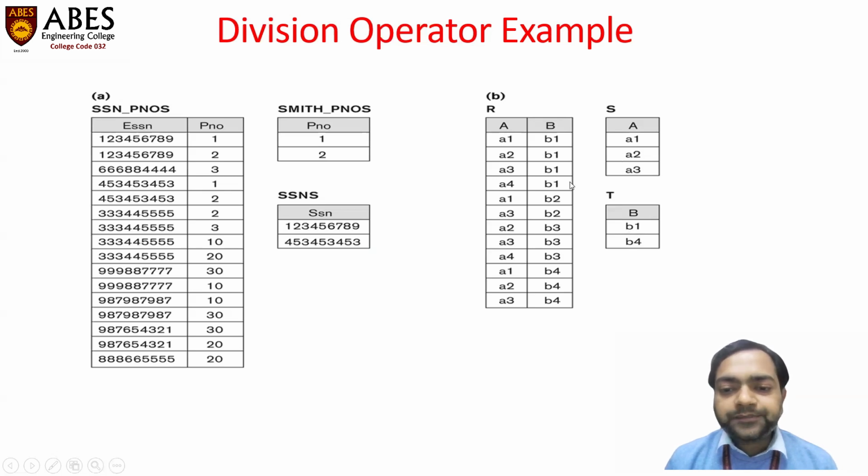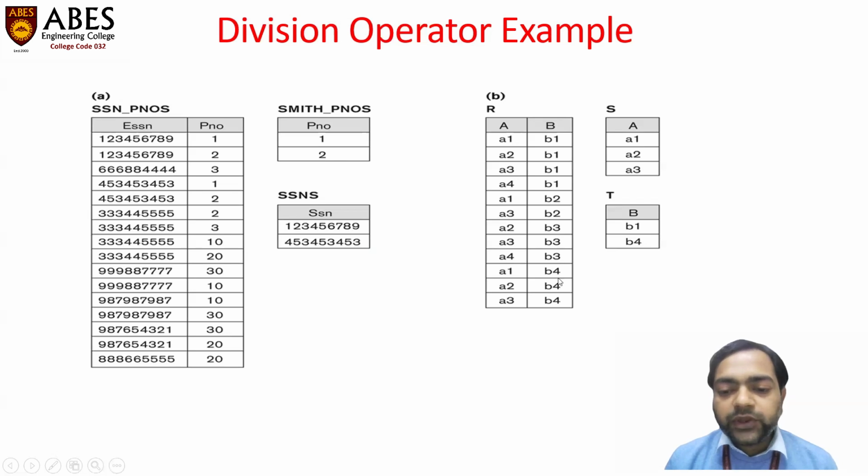If we talk about B2, B2 will have A1 and A3; B3 will have A2. So B2 will have only two values, A1 and A3, which will not cover all the values of the attributes of relation S. So we'll not include B2 as a tuple of the resultant relation. Now, if we talk about B3, you can see that B3 will have A2, A3, and A4, whereas we have A1, A2, and A3 in the attribute of relation S. So this will not satisfy the condition for the division operator.